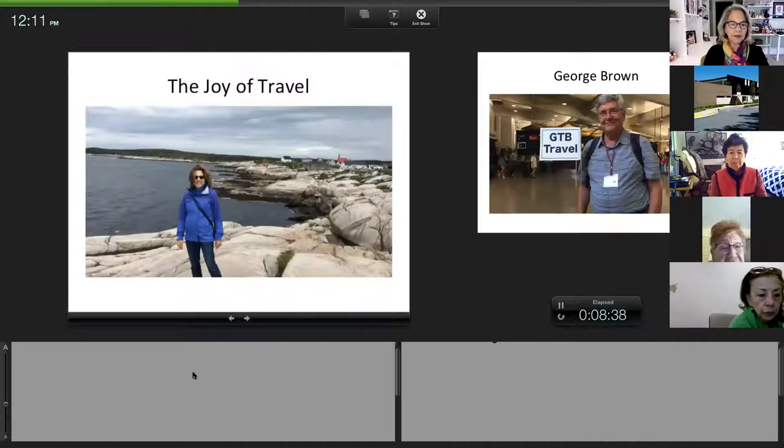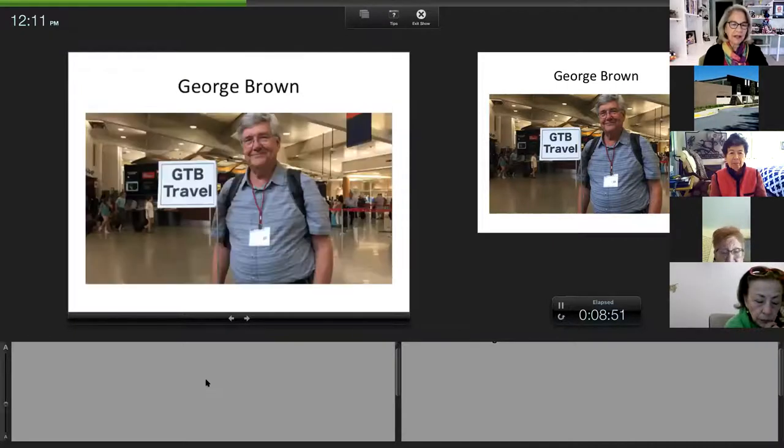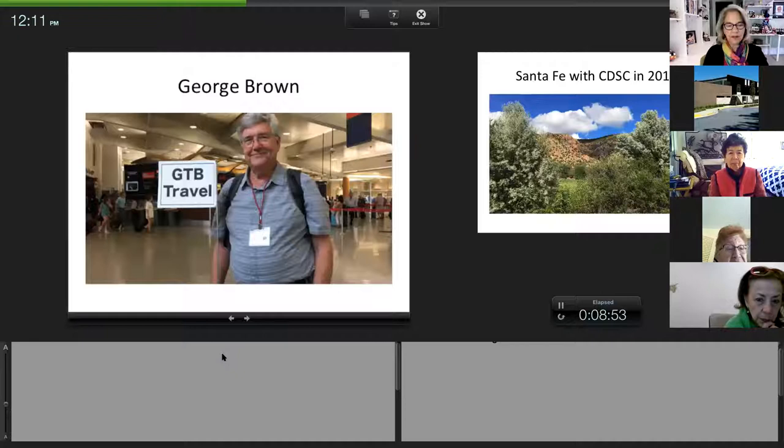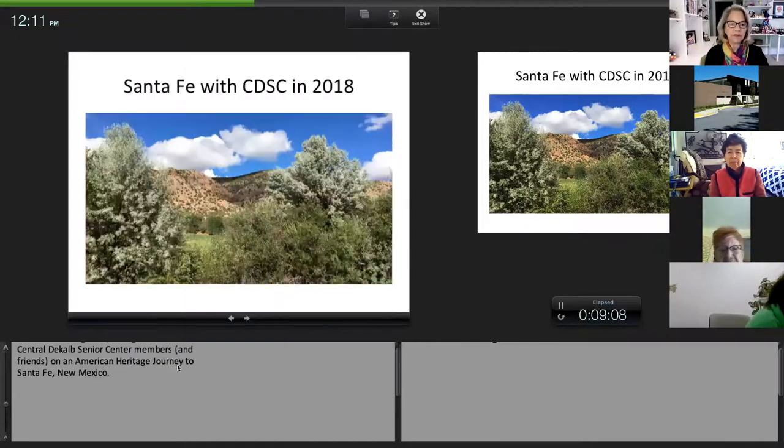Okay, so the third reason that I love this museum is because I like to travel, and the museum has lots and lots of international art. This is just a picture from our trip to Nova Scotia at Peggy's Cove. And one of the reasons I love to travel is because of my husband, George Brown. And when he retired from his career with the Friendship Force, he decided to start a travel company, GTB Travel, and together we've taken people actually all over the world.